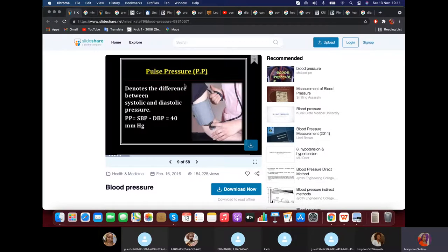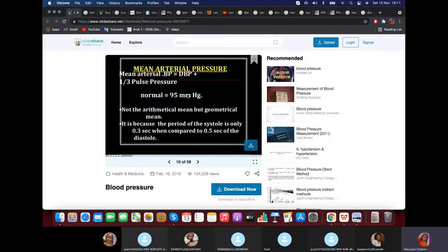What is pulse pressure? All these terms are important. You need to know it. It's the difference between systolic pressure, which comes first, minus the diastolic pressure. What else do you need to know? Mean arterial pressure. So mean arterial pressure, you know, mean means average.